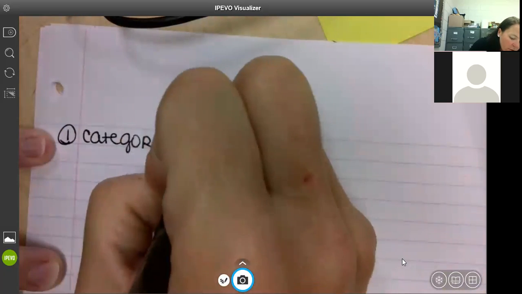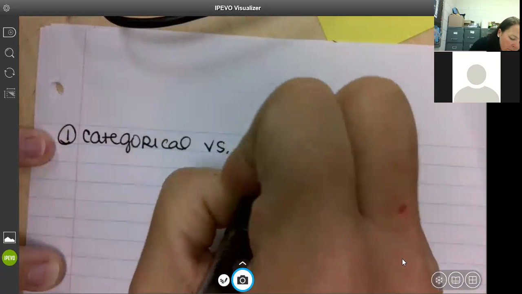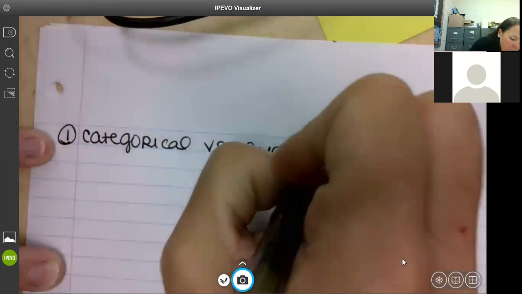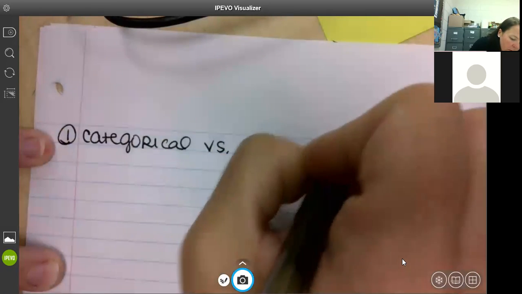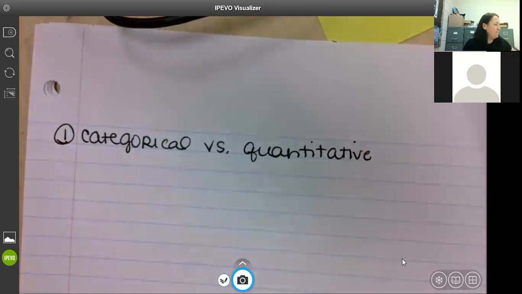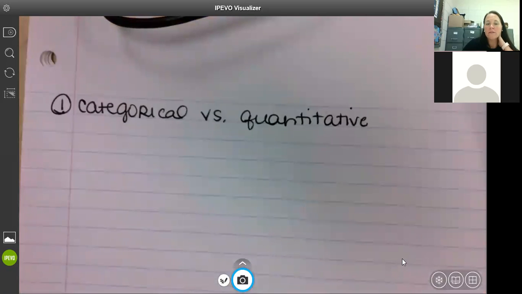is categorical versus quantitative. So it's going to ask you about a specific set of data. Is it categorical or is it quantitative? Or it may ask you a list of data and say which one is not categorical or which one is not quantitative. Okay, so know the difference.